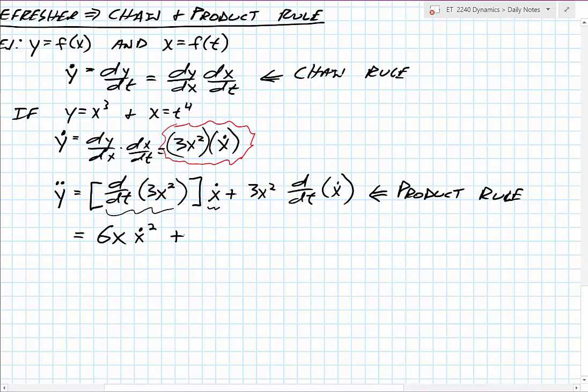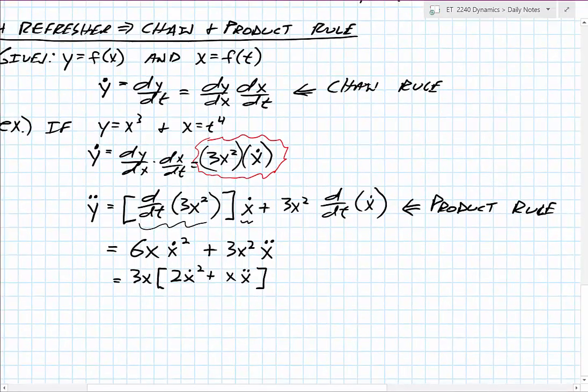Looking at the second half, with this 3x squared times the derivative with respect to t of x dot, well, I already know that's just taking another derivative and adding a dot above my x dot, giving me an x double dot. So I can factor out a 3x, and it would be 3x times, let's see, 2x dot squared plus x double dot. Something like that. So that's kind of how you would use the chain and product rule.